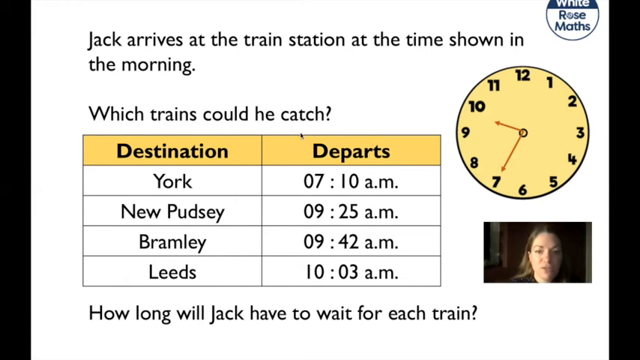Okay, which trains could he catch? So here you are going to be looking for any trains, and it says which trains, so there will be multiple. You are looking for a train that departs the station after he has arrived there. And once you've worked out which ones he can catch, how long will he have to wait for each train? So you're going to find the difference between those times.